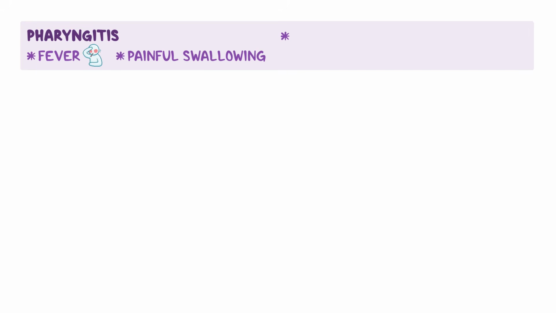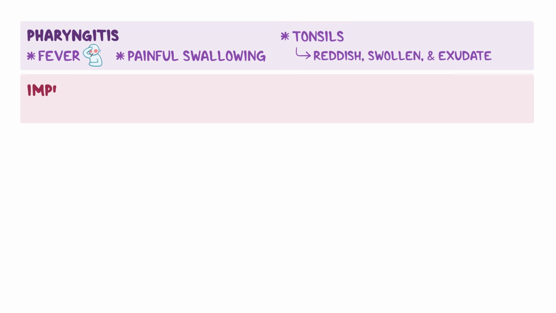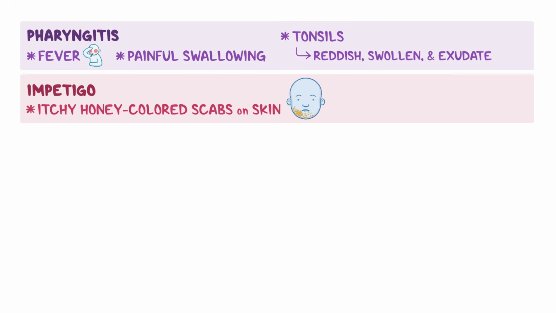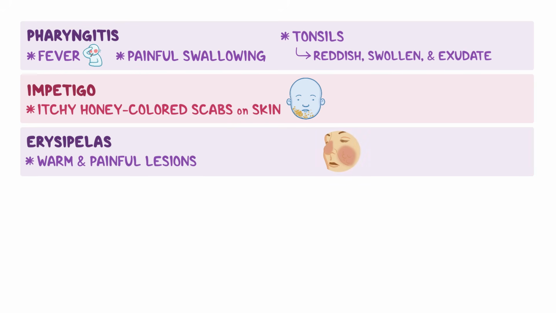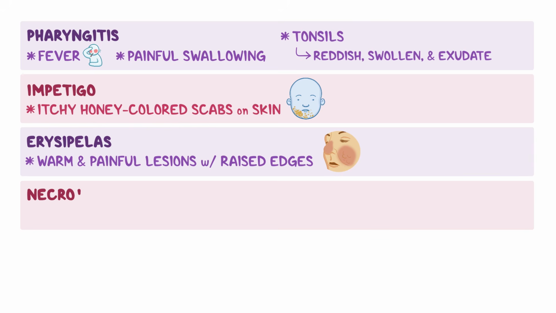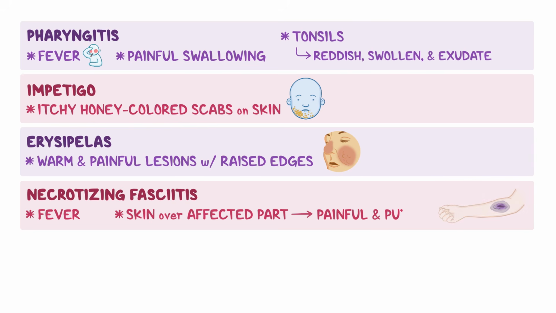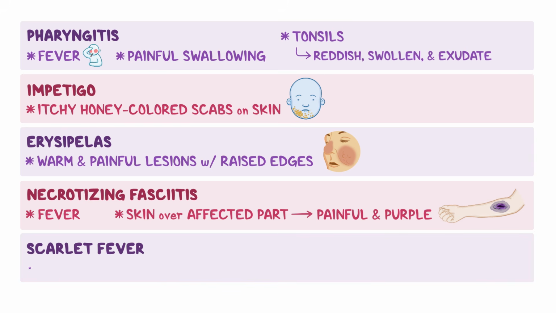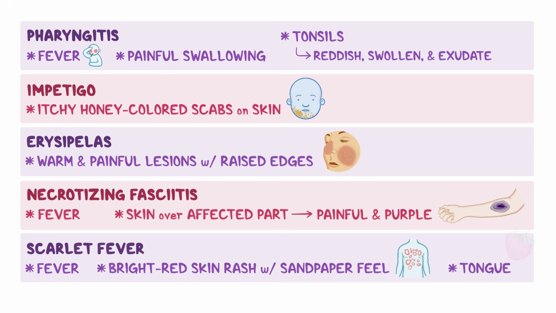Symptoms depend on the particular infection. With pharyngitis, there is fever, painful swallowing, and the tonsils look reddish and swollen, and there may be exudate on them. With impetigo, there are itchy, honey-colored scabs on the skin, which can become fluid-filled blisters. With erysipelas, there are warm and painful lesions on the skin with raised edges. With necrotizing fasciitis, there's fever, and the skin over the affected part becomes painful and purple-colored. With scarlet fever, there's fever, a bright red skin rash with a sandpaper feel, and sometimes the tongue looks like a strawberry.